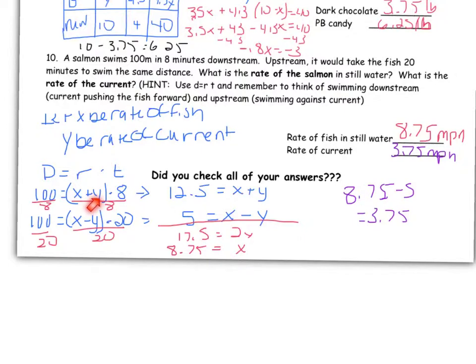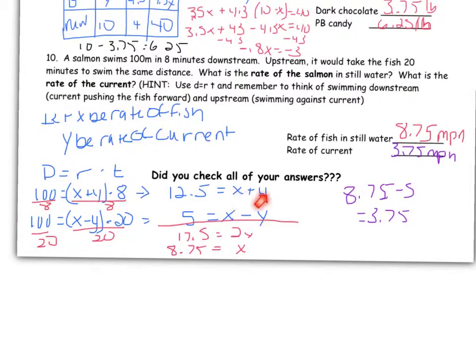Where if you're going against the stream, against the current, so you're trying to swim upstream, you have the rate of the fish, but the current is pushing against it. So you have to subtract the rate of the current to get how fast the fish is actually traveling. So the rate going with the current is the rate of the fish plus the current. The rate going against the current is the fish minus the current rate. So that's the rate.